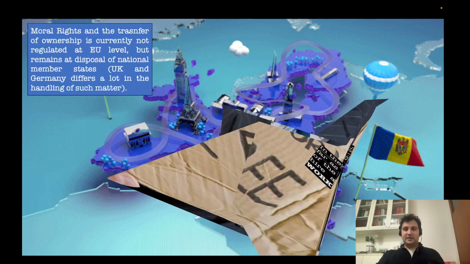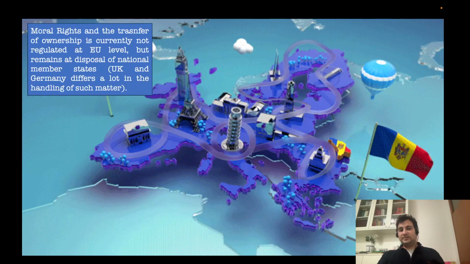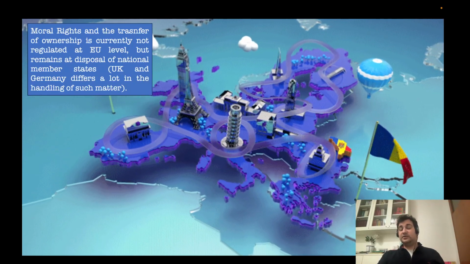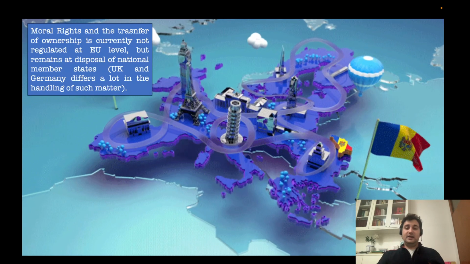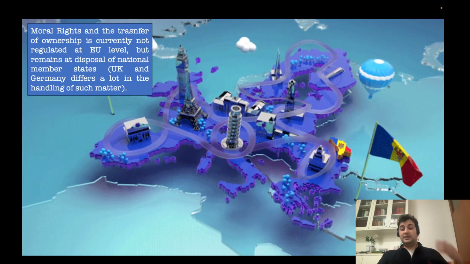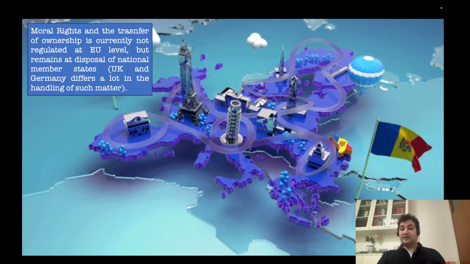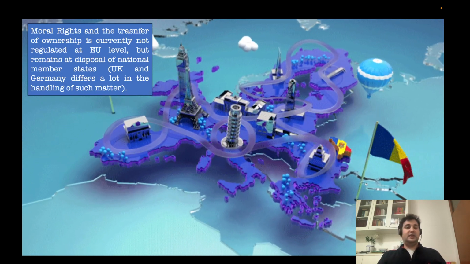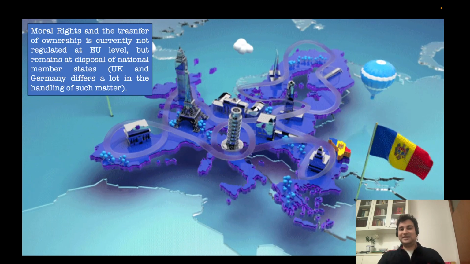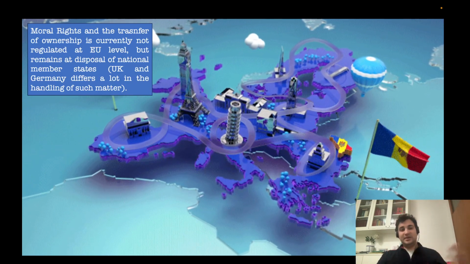Okay. Let's see the EU. This one is pretty fast because moral rights are not codified on a European level and instead are left to the national legislation, in which, for example, the UK and Germany have a lot of differences, but even Italy, Spain, and so on.